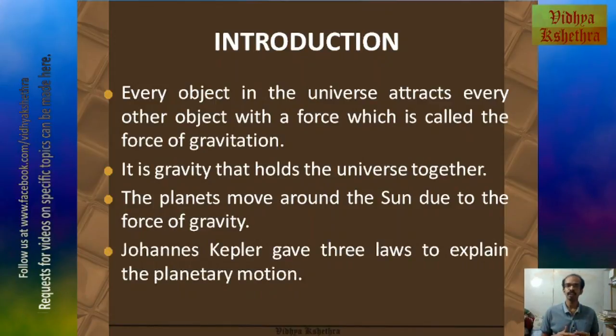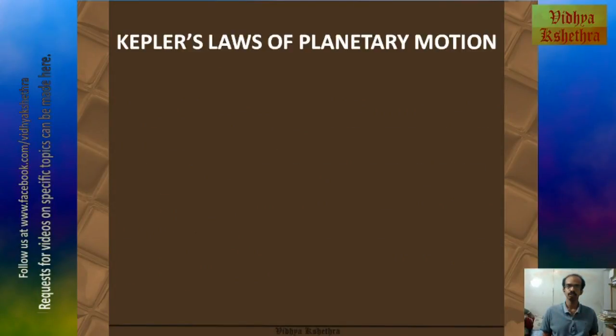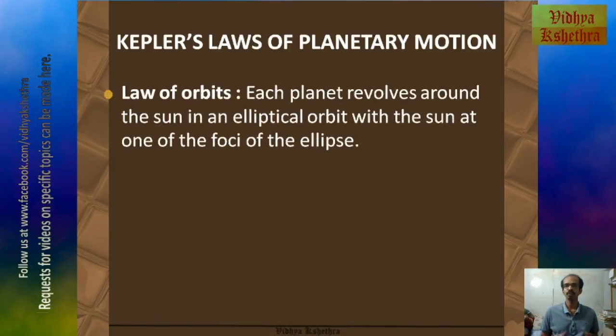Johannes Kepler gave three laws to explain the planetary motion. So we can see what these three laws are. First, Kepler's laws of planetary motion. The first law is known as the law of orbits.